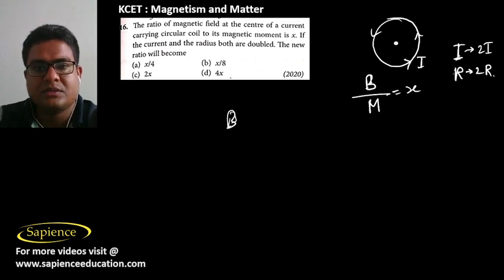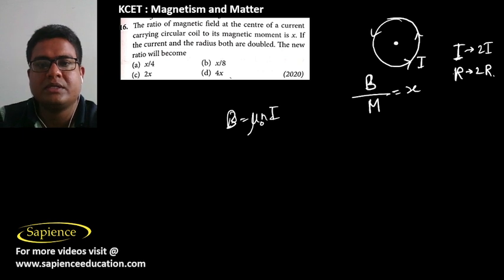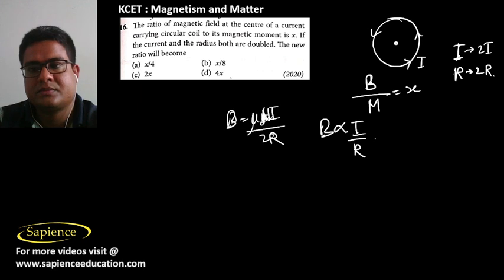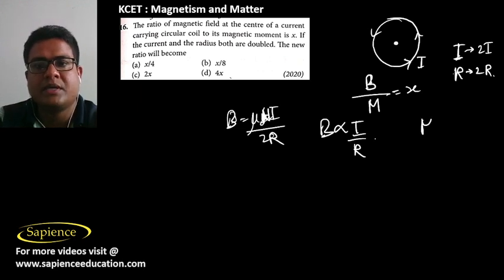the magnetic field at the center, that is equal to mu naught N I by 2R, where N is the number of turns. That means B is proportional to I by R. The magnetic moment, that is equal to N I into pi R square.